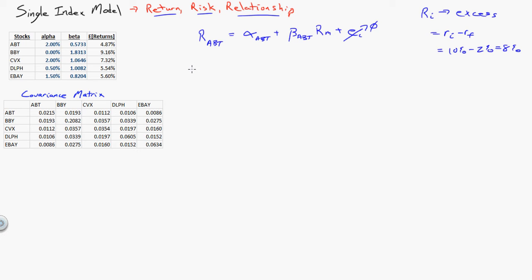So what happens is we have an analyst that looks at Abbott Labs or Best Buy, Chevron, Delphi, eBay, whichever stocks. They look at that and say, we think the alpha is, and they give you some alpha. So here are the alphas. I randomly picked them: 2%, 0, 2, 0.5, 1.5. And then we need to calculate the beta. How do you calculate the beta? There are different ways to get at that, but whatever we decided was the best way, we come up with these numbers right here.